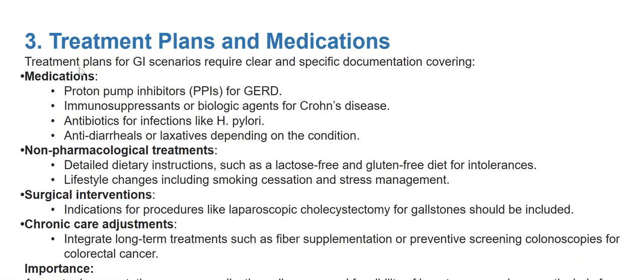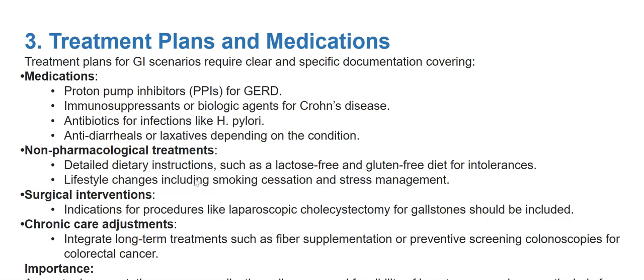Treatment plans and medications. Treatment plans for GI scenarios require clear and specific documentation covering medications. PPIs, which is short for proton pump inhibitors, for GERD; immunosuppressants or biologic agents for Crohn's disease, CD; antibiotics for infections like H. pylori, Helicobacter pylori; antidiarrheals or laxatives depending on the condition.